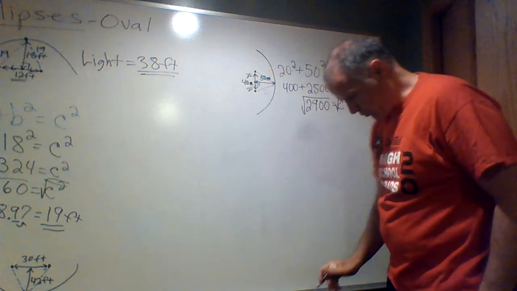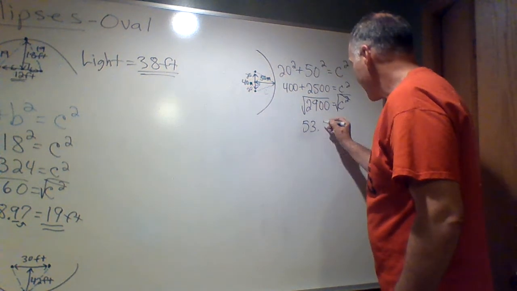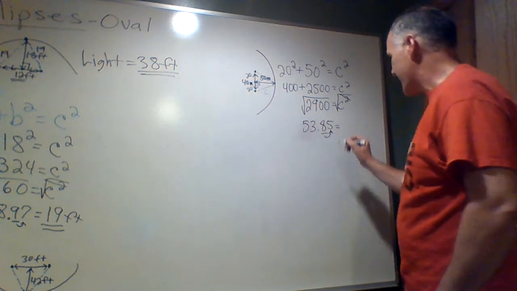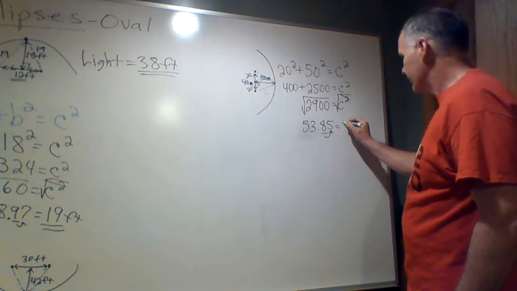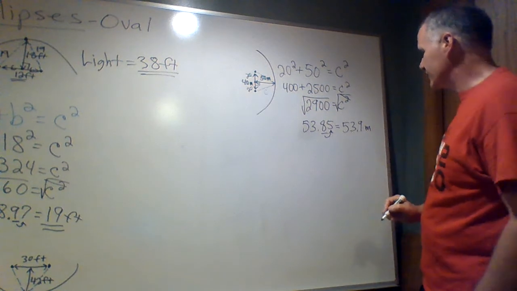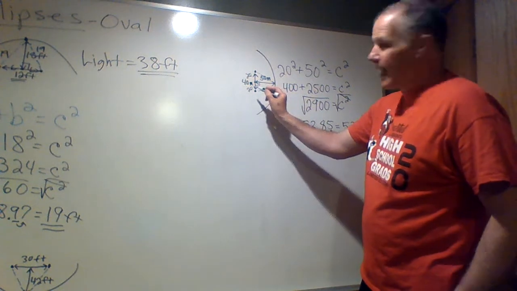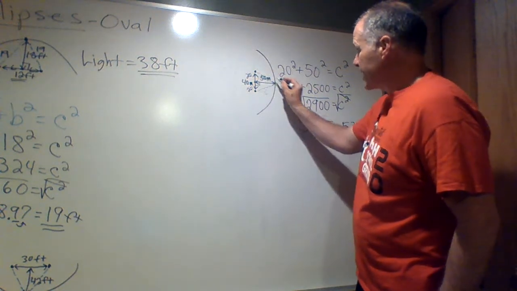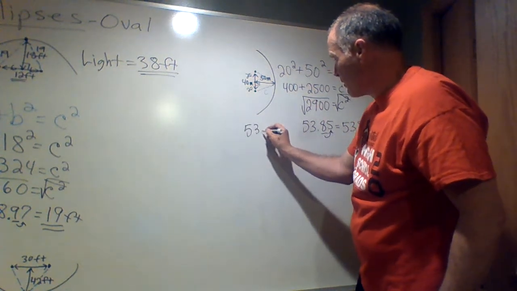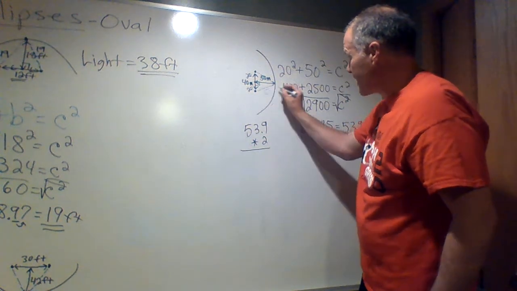And again, we're going to round to one decimal. 53.85. I underline the 8 because that rounds the 3 up to a 5, so 53.9. Again, this was meters, 53.9 meters. But remember, it's reflecting. So the other dotted line would also be 53.9. So I actually have 53.9 twice.